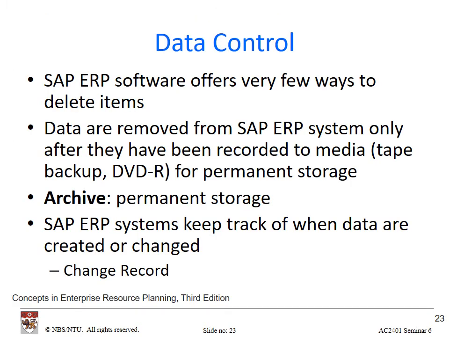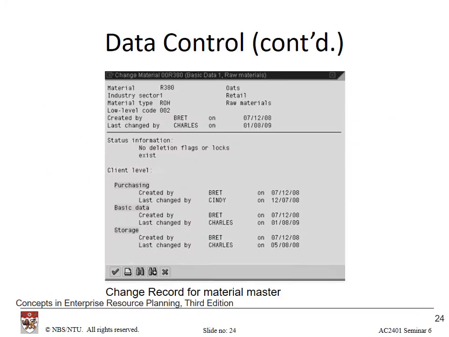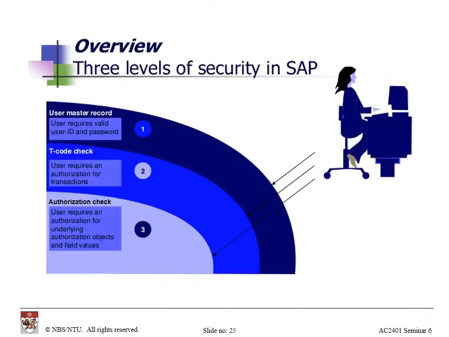SAP has strong data control features. It does not allow deletion of data unless these are backed up or archived, and keeps track of data creation, changes, movements, and deletions. This is a sample of a record showing data change information.